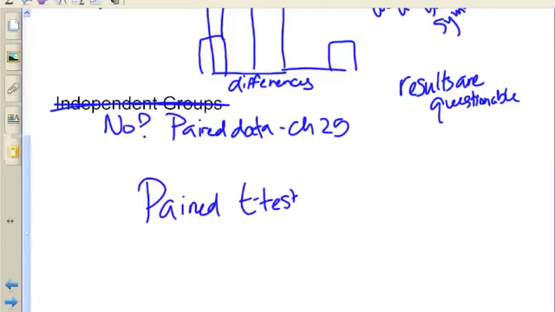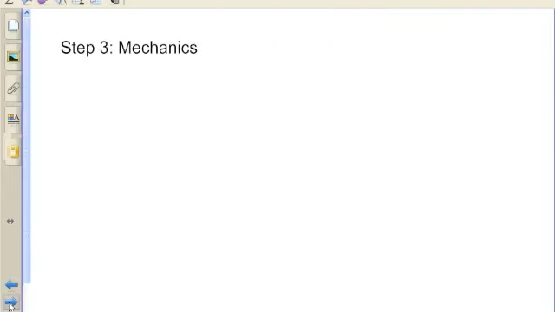All right, so I've written hypotheses. I've checked my conditions. I'm a little bit worried about them, but I'll keep going. And I can move on now to my mathematics. I'm going to have a t-score, I'm going to have a p-value, and I'm going to have degrees of freedom.